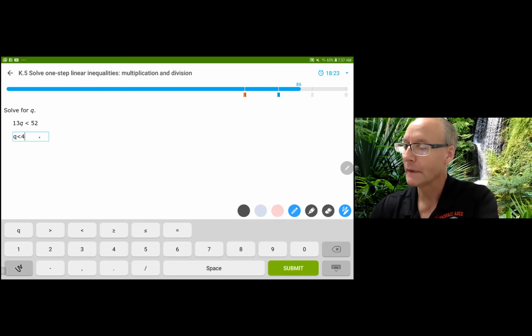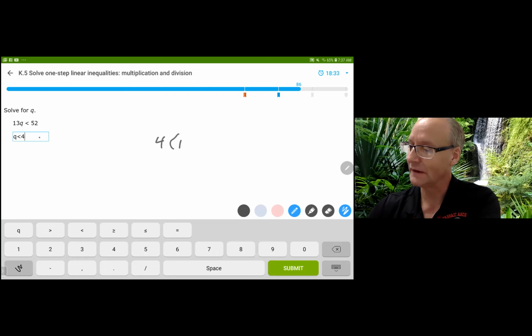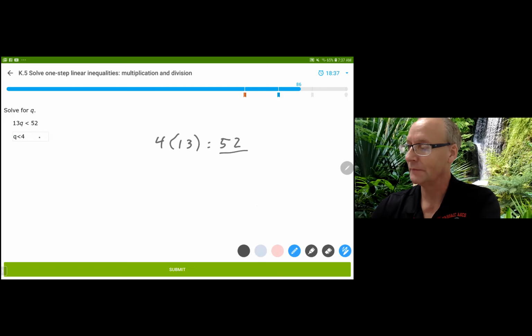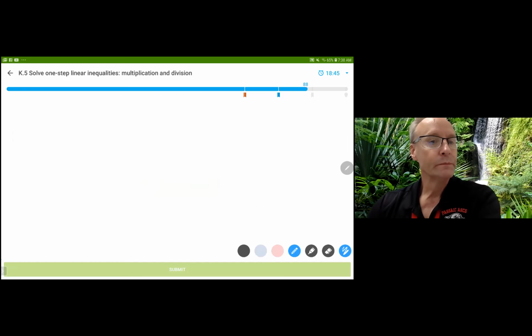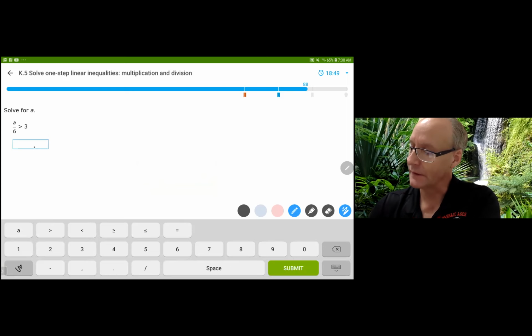A lot of people are wondering how I divided 52 by 13. Remember, there's 52 cards in a deck, 13 in each suit. So 4 times 13 is 52, my favorite number. Just so you know, think about cards in a deck and you'll remember it, hopefully. Multiply by 6 on both sides, we get A is greater than 18.